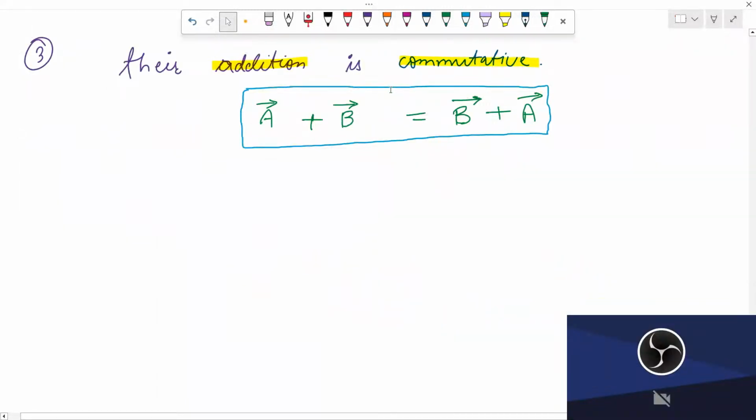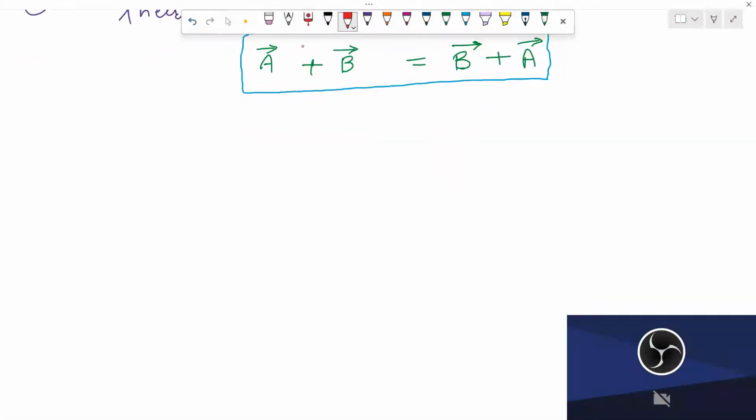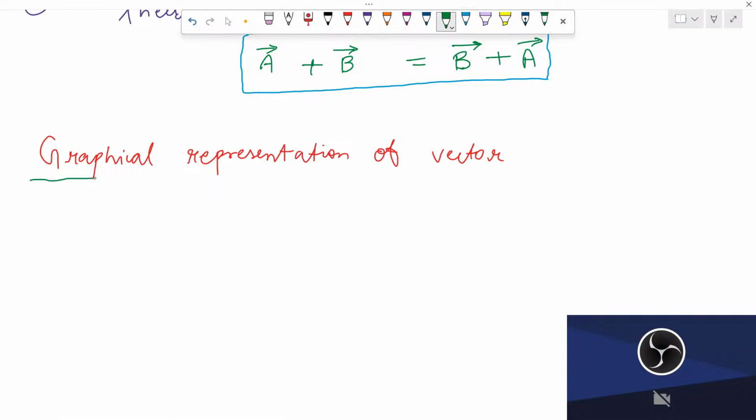Now we'll see what the graphical representation of a vector is. So in order to start, first of all, what is the graphical representation of a vector? Can anybody tell me? How will we represent a vector graphically? Any idea?